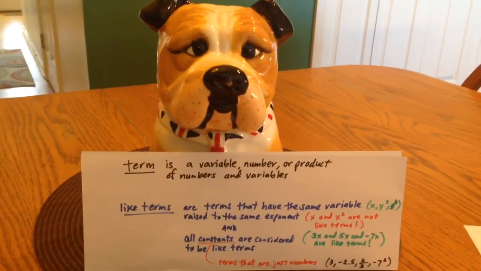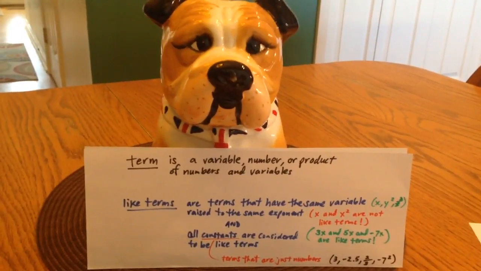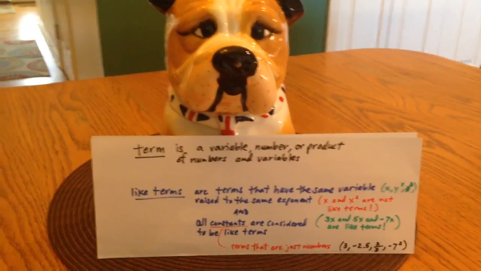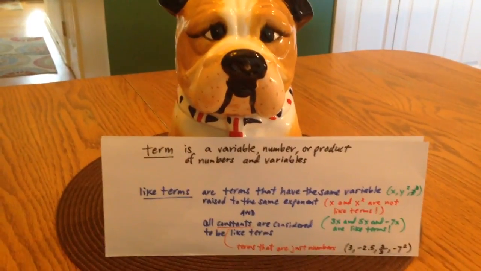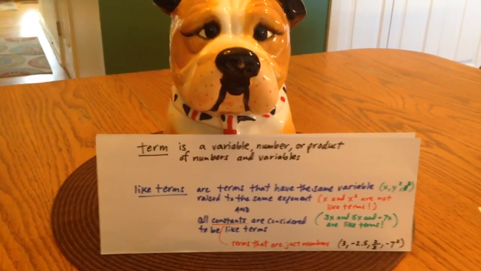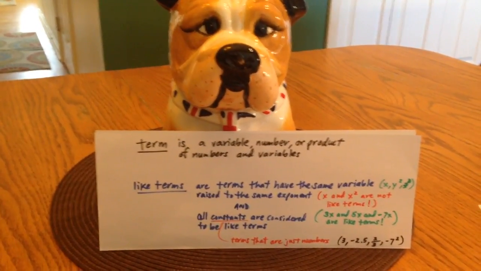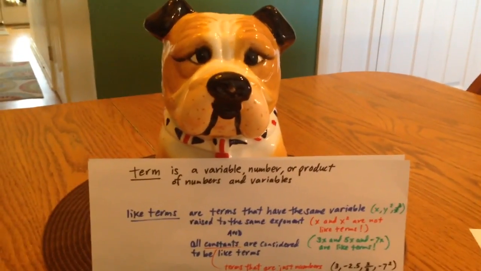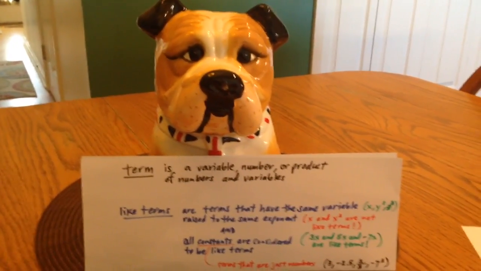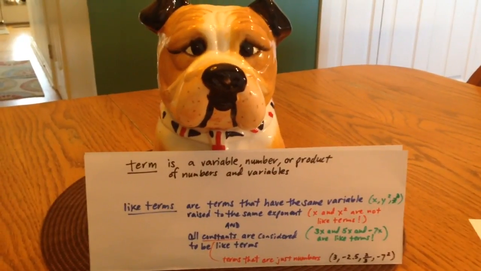In algebra, a term is a variable, a number, or a product of numbers and variables. And like terms are just terms that have the same variable raised to the same exponent. So, for example, x and x squared are not like terms. But 3x, 5x, and negative 7x are like terms.